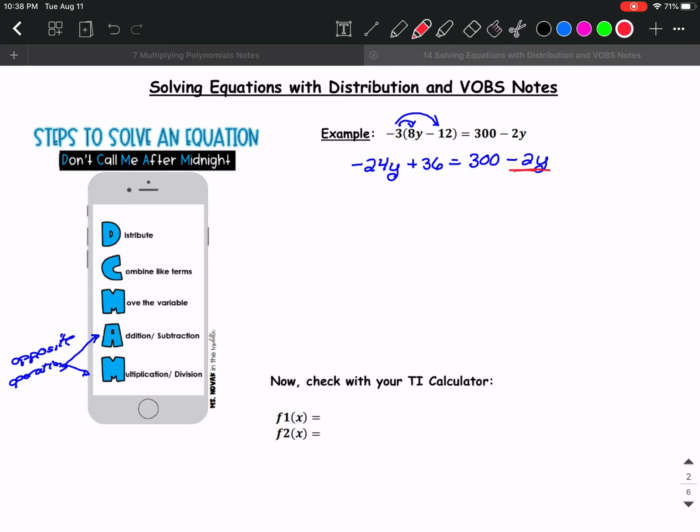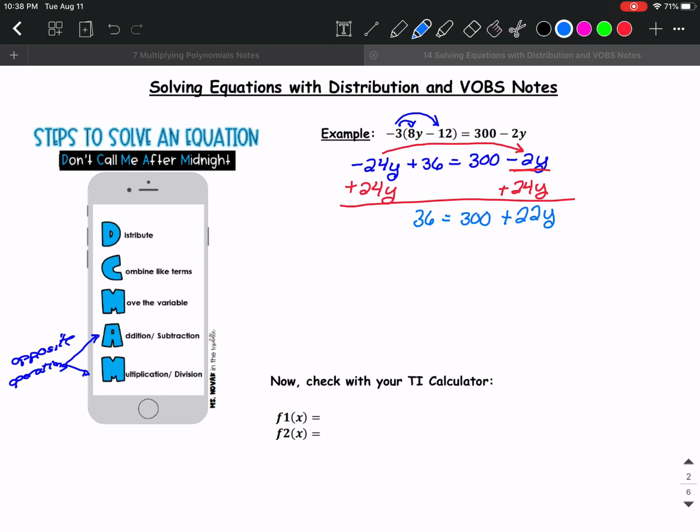And it doesn't matter. Again, you can choose to move the variable to whichever side you want, but I'm going to follow my pattern of putting things where I have more y's. So this time I'm going to move my variables to the right-hand side. So here, the opposite of subtracting 24y would be adding 24y. And if I do that, those will add up to 0, and I'll have 36 equals 300. And a negative 2y plus 24y is 22y.